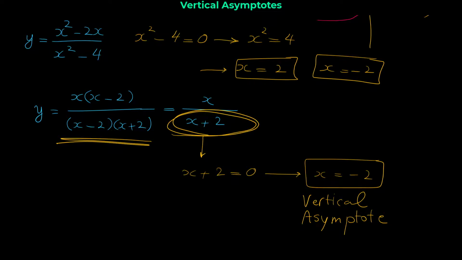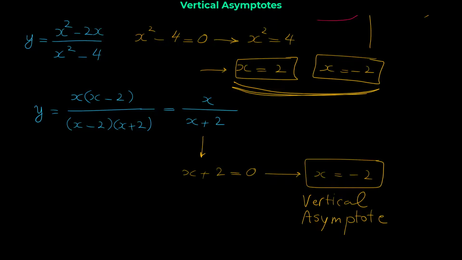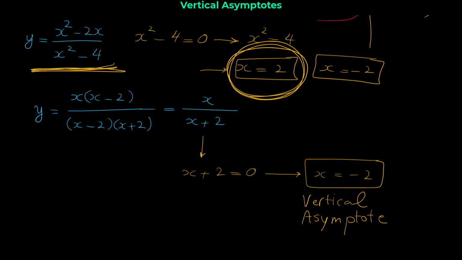Otherwise, maybe you get answers like here that are not really vertical asymptotes. But let me tell you something about the x equals 2 that we got here. What is this x equals 2 for this function? At x equals 2, if you graph this function, the graph has a hole. So x equals -2 is a vertical asymptote.